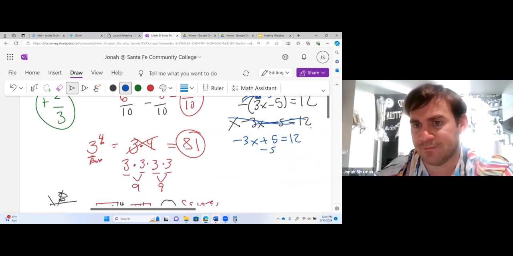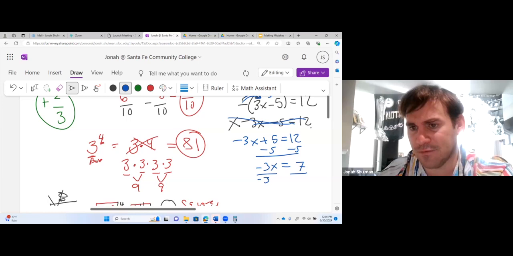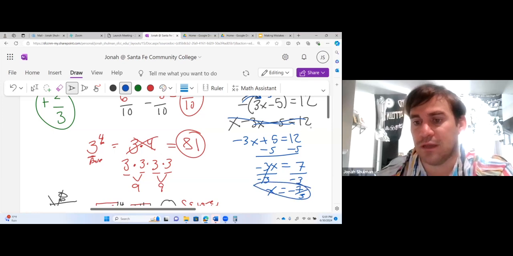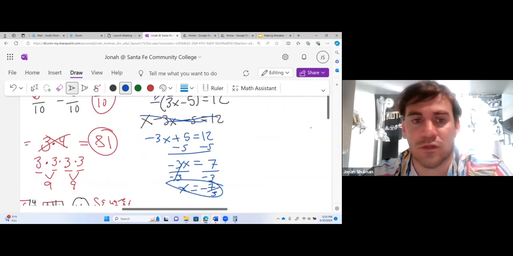Subtract by 5. You get negative 3x equals 7. Divide by negative 3 on both sides. X equals negative 7/3. Now, I'll do one more.